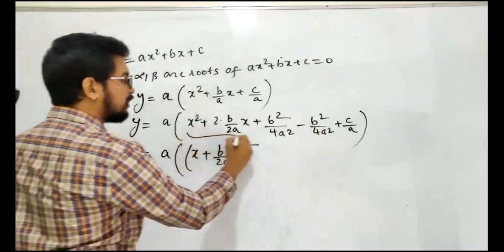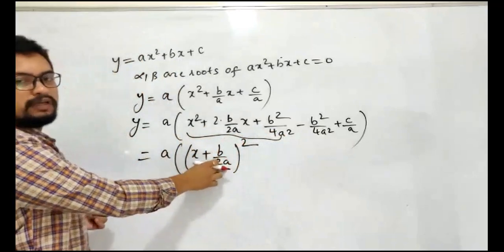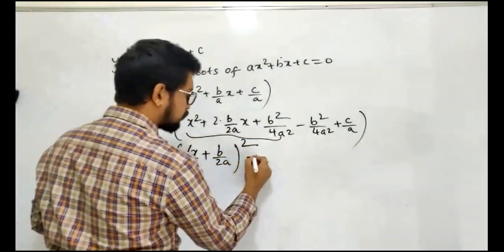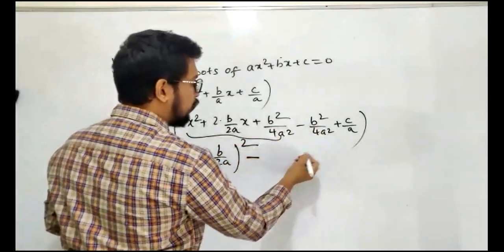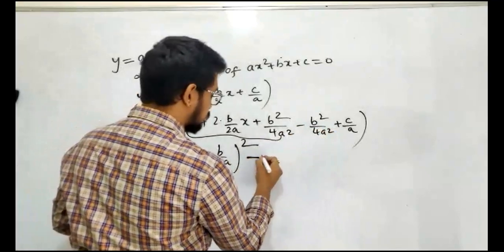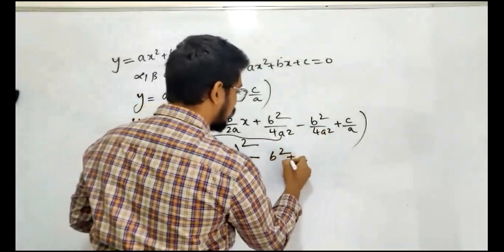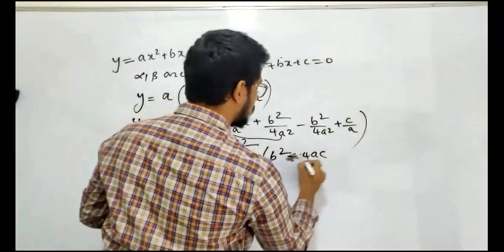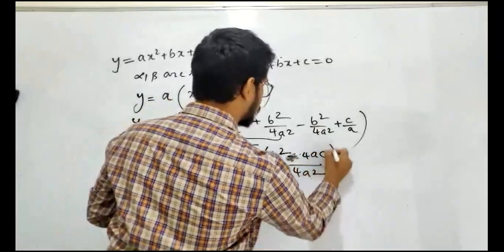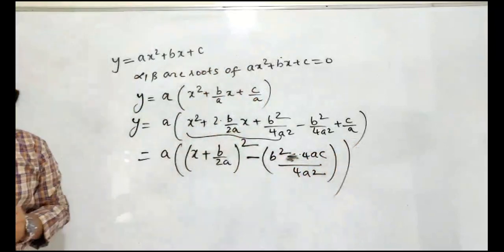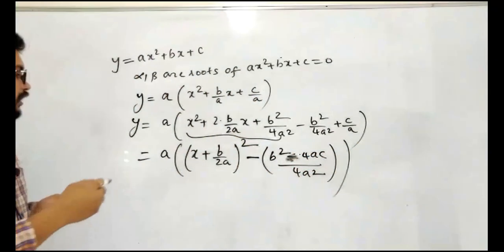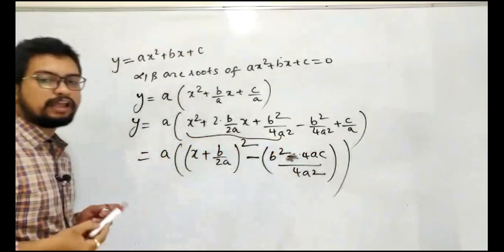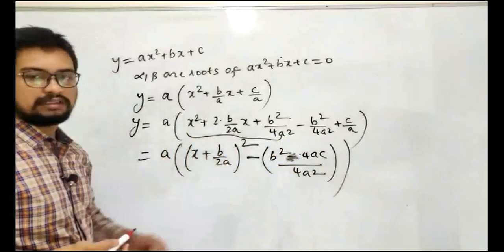This part is nothing but x plus b by 2a whole square, like the a plus b whole square expansion, plus minus of, what I'll get is minus of b square minus 4ac by 4a square. I'll get y is a into x plus b by 2a whole square minus of b square minus 4ac by 4a square. So an expression came.